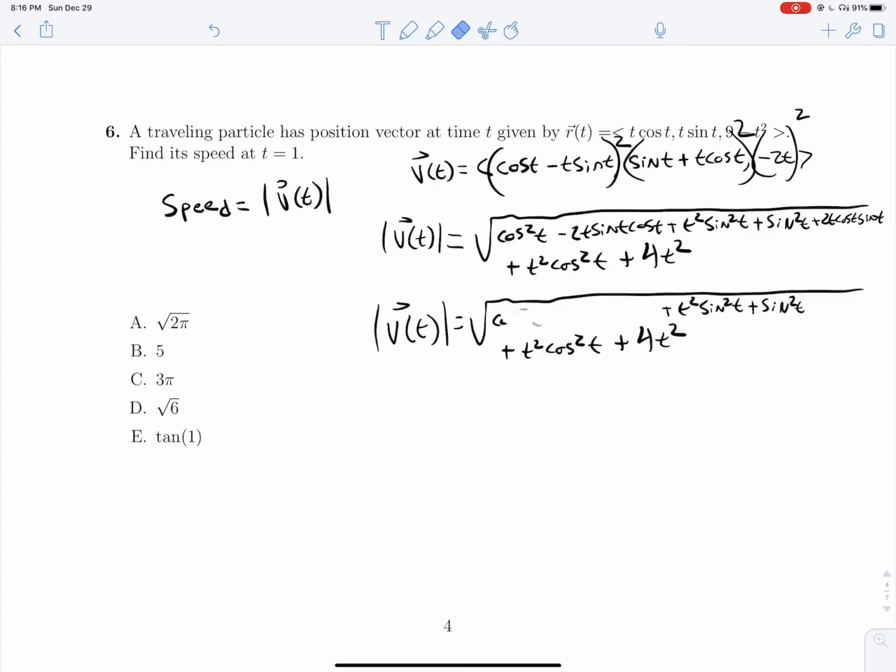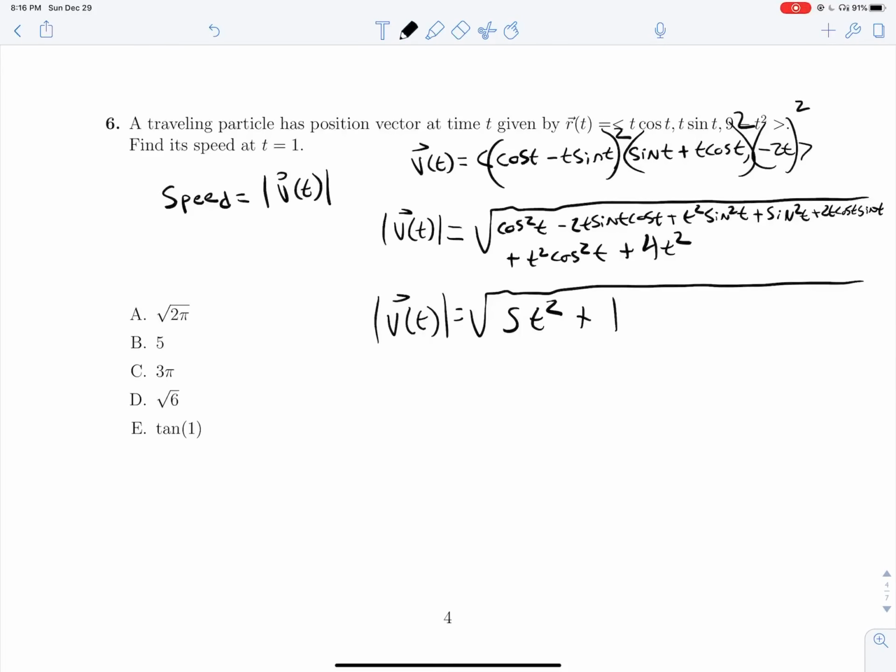Let's see, this cosine squared t and this sine squared t will turn into 1. And this t squared cosine squared t plus t squared sine squared t will just turn into t squared. So overall, everything is turning into 5t squared plus 1. There we go. And we're looking for its speed at t equals 1. Well, we can just plug in 1 for t and we get root 6.